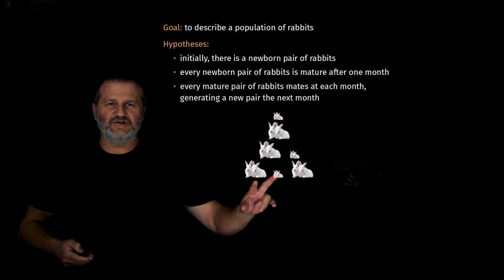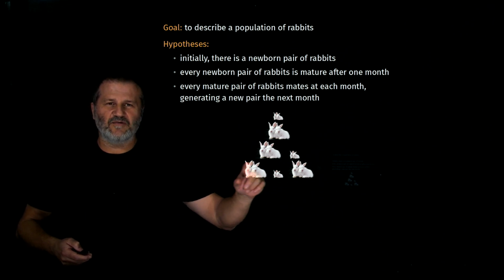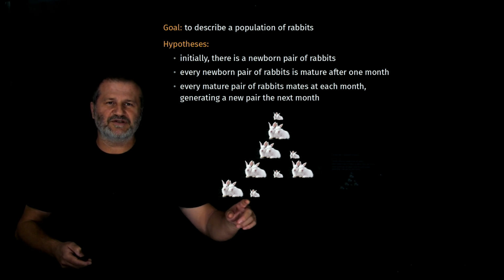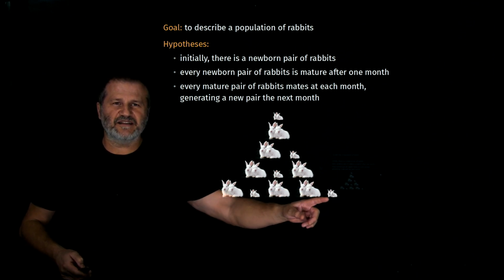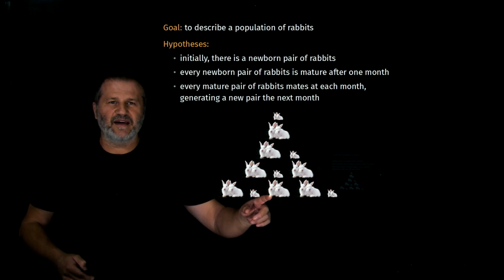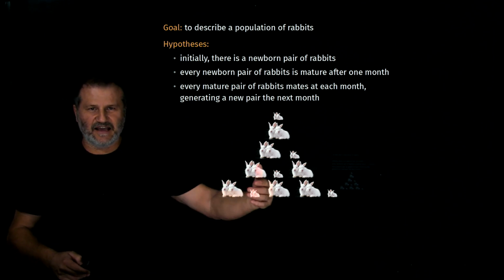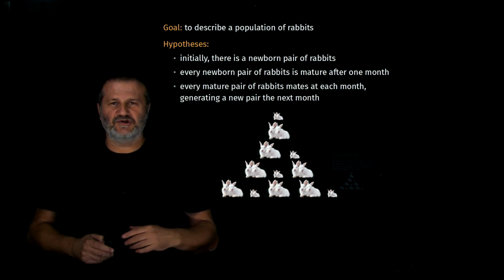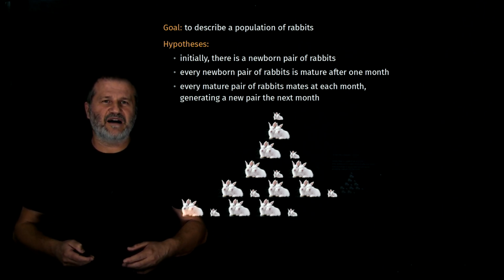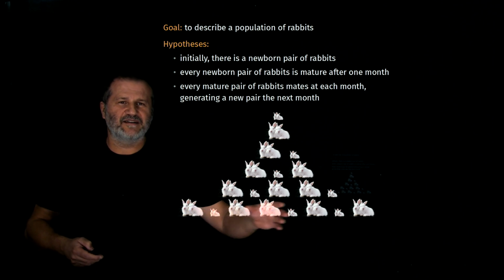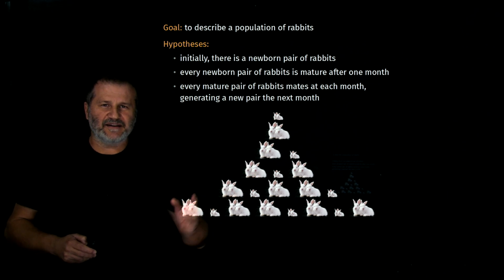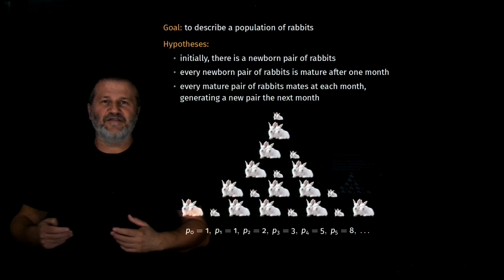At this moment, we have 2 mature pairs of rabbits, so they will generate each a new pair of baby rabbits. So this is the pair generated by the first one, and this is the pair generated by the second one. While this baby pair will be just growing, aging, and it will become mature at the next month. So now we have 3 mature pairs of rabbits. They will generate each a new pair of baby rabbits. And so after, in the next month, we will have these pairs of rabbits.